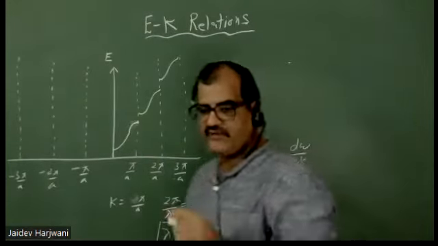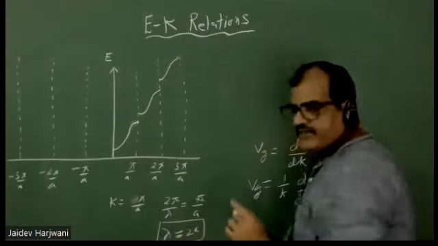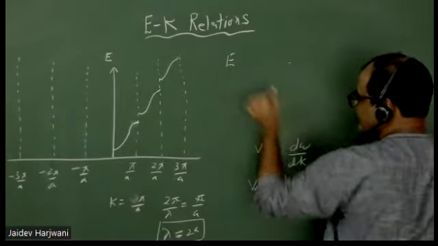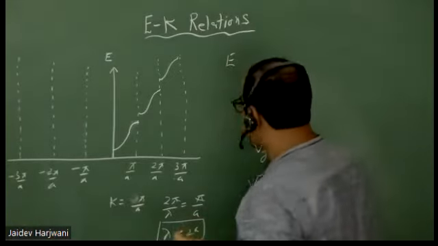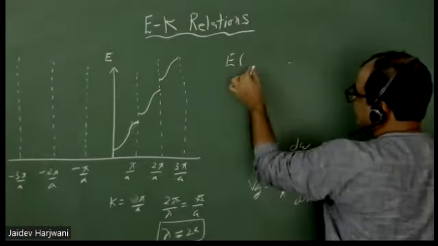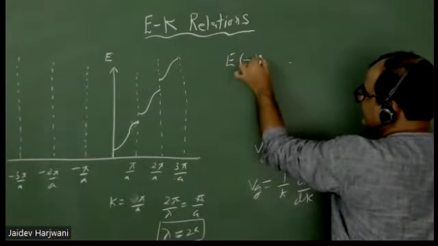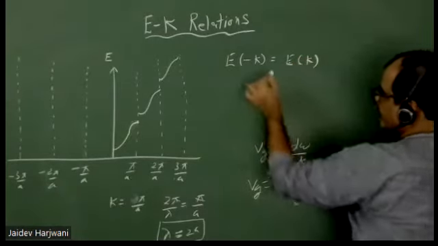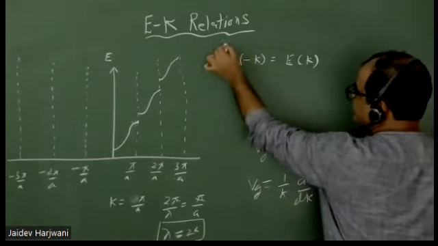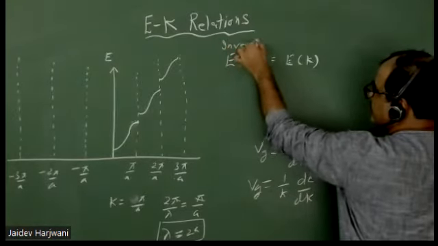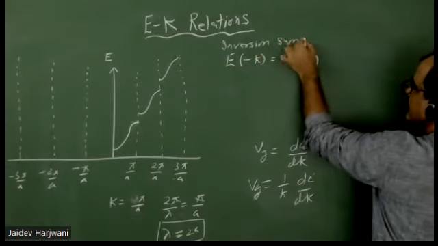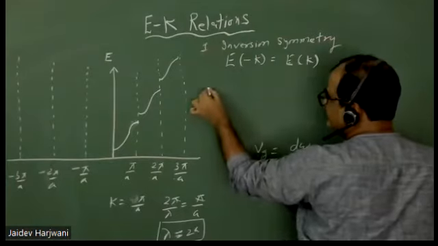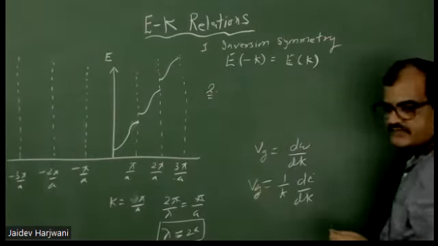And you have to remember one more thing, that whenever you have a band structure, it always follows periodic crystals. In a periodic crystal, your band diagram always follows inversion symmetry, that is E(k) equal to E(-k). So this is called inversion symmetry. And also your band diagram follows the translation symmetry.